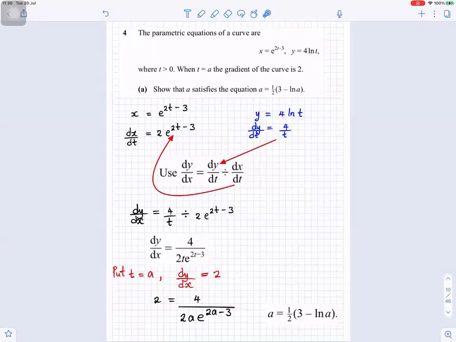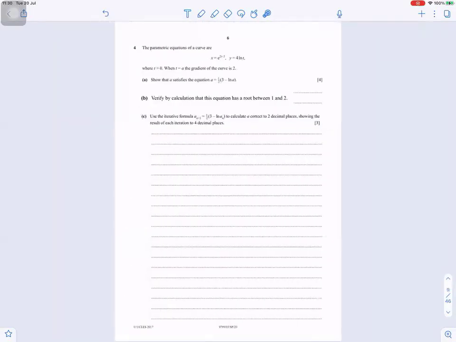Question number 4. The parametric equations of a curve are x equals e^(2t-3) and y equals 4 ln t, where t is bigger than 0. When t equals a, the gradient of the curve is 2. Show that a satisfies the equation a equals half bracket 3 minus ln a. So this is the complete question 4. It's got parts A, B, and C.